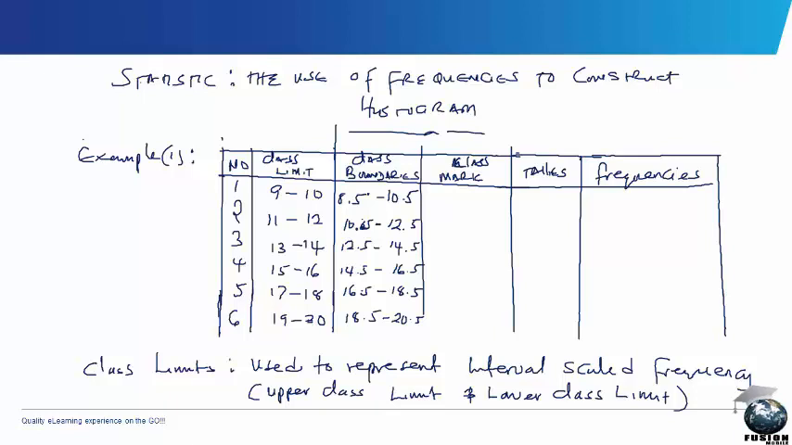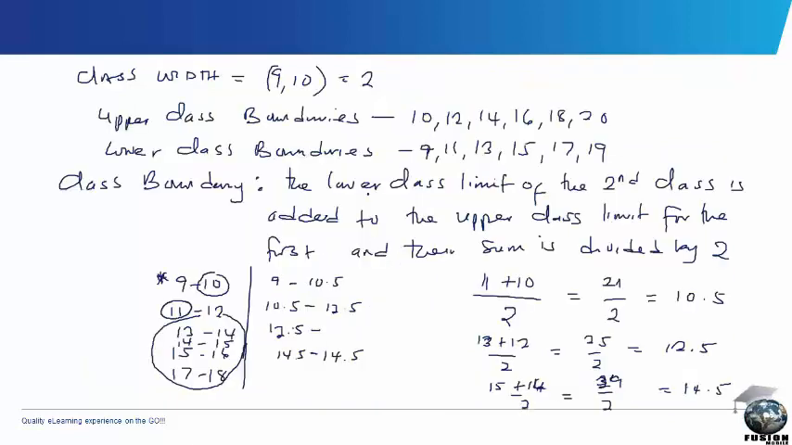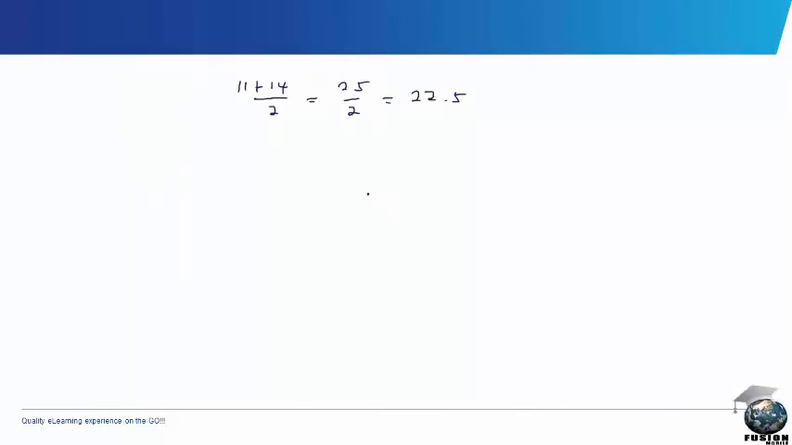And so we say that if the lower class limit is added to the upper class limit for any of the classes and their sum is divided by 2, that will give the class mark. And so let's talk about the class mark here. The class mark is the average.